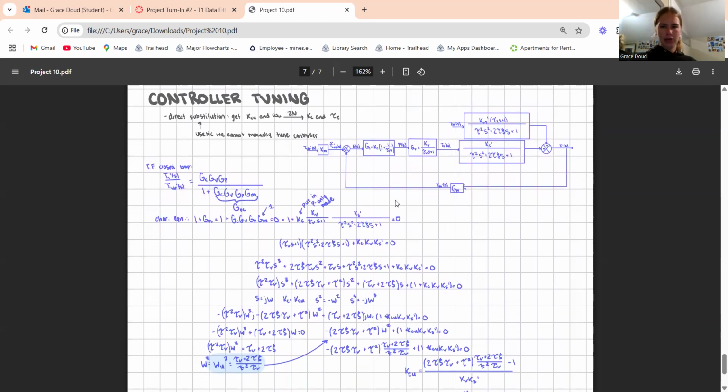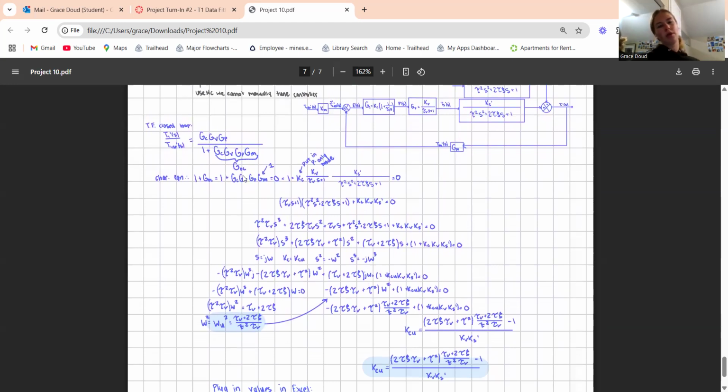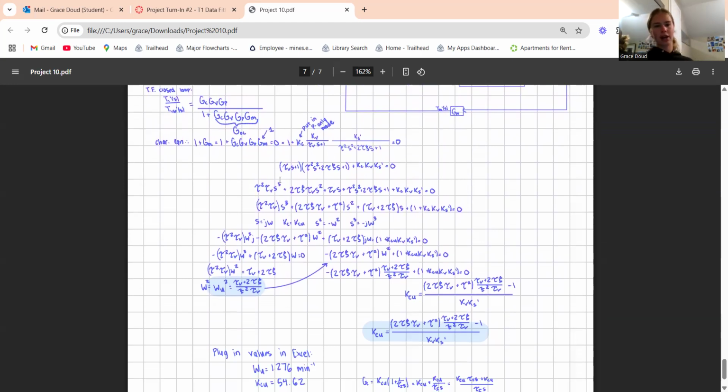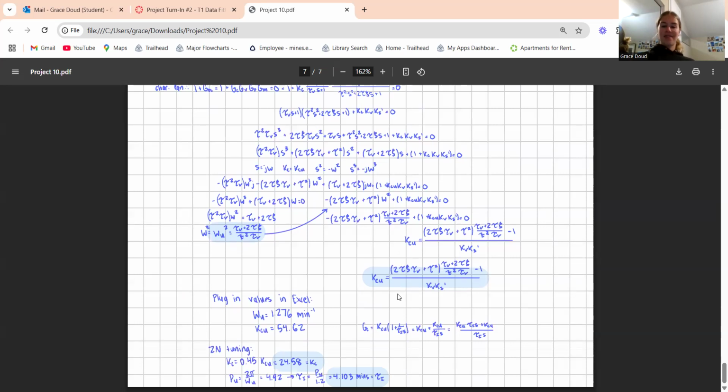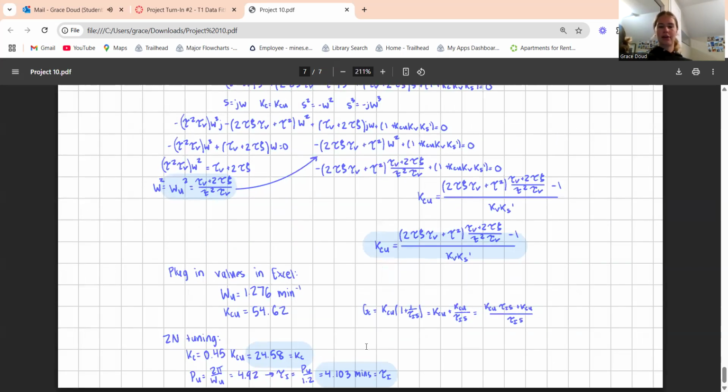And here's my little block diagram from above. Got G open loop, plugged everything in, set that equal to 0 because it's a characteristic equation, and then subbed in S equals jω so I can separate into real and imaginary terms and solve for omega and KC ultimate. And then plug that all into Excel to get Omega Ultimate and KC Ultimate. And then from there, I did tuning. Here are my correlations. And then I got KC and Tau I.